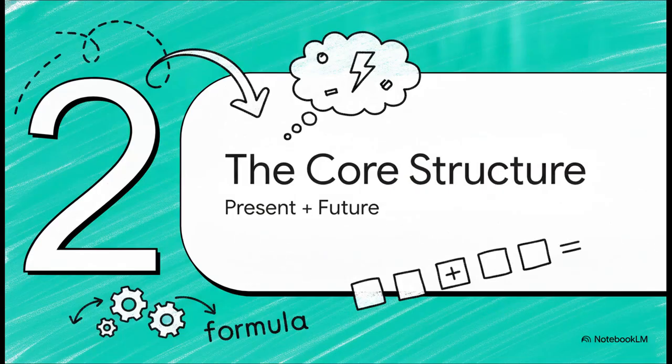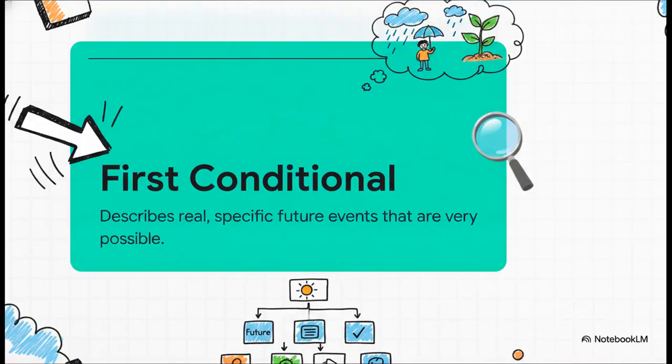Section 2. The core structure. So, how do we actually build this? The first conditional describes real, specific future events that are very possible. It's not for dreaming about impossible things. It's for real, tangible situations. Basically, if this condition happens, then this result will happen.